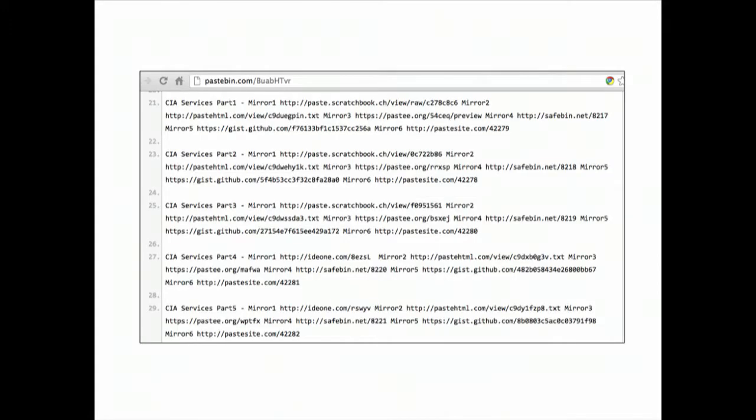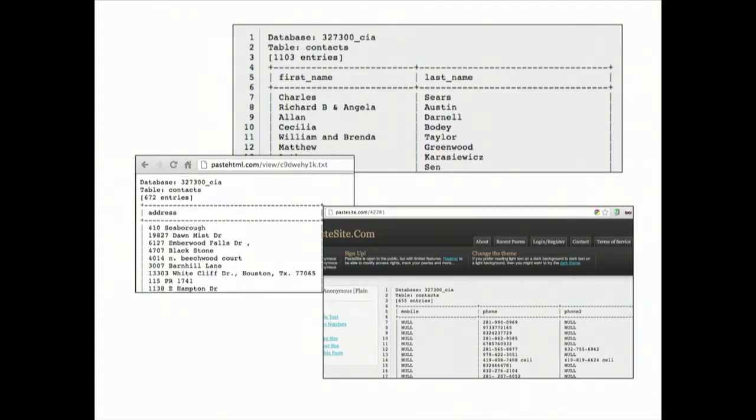All right, so here's the CIA services with several dumps, and here they go. There's a database with names, and here we got addresses, and here we got phone numbers. So this is definitely a PII breach for the company.